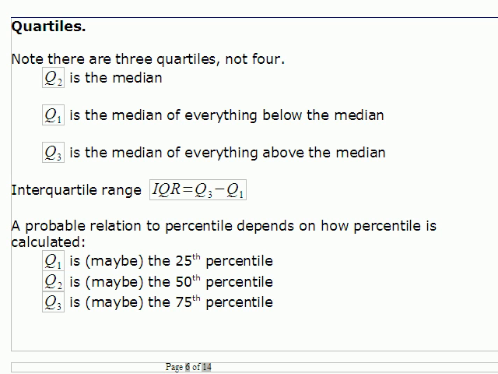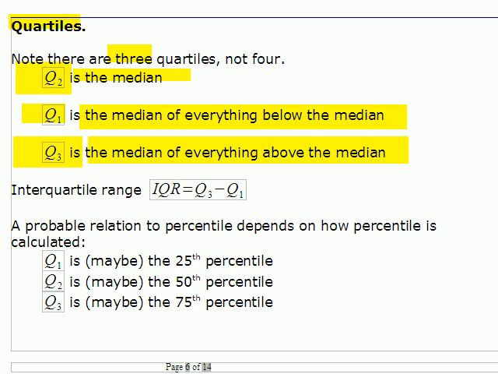Now, I didn't have much to say about percentiles, but I'll have more to say about quartiles. First thing I'm going to say is there are 3 quartiles. You might think there's 4 of them from their name, quartile, but there's 3 of them. And you start with 2. Quartile 2, Q2, is the median of the entire data set. Q1 is the median of everything below the median. Q3 is the median of everything above the median. So you have these 3 quartiles.